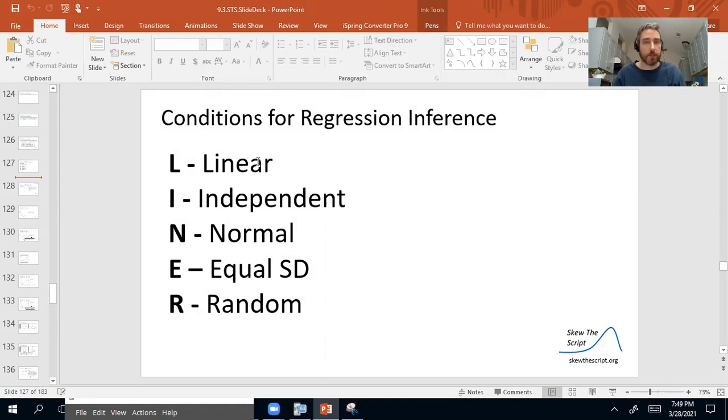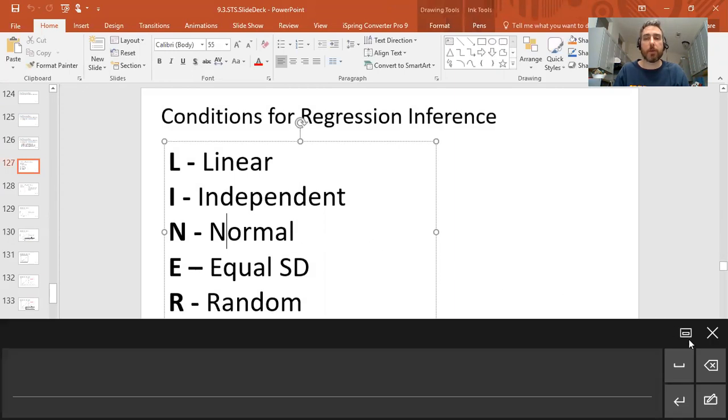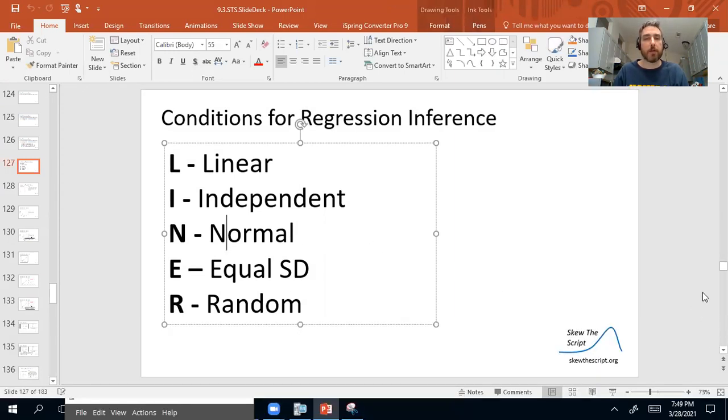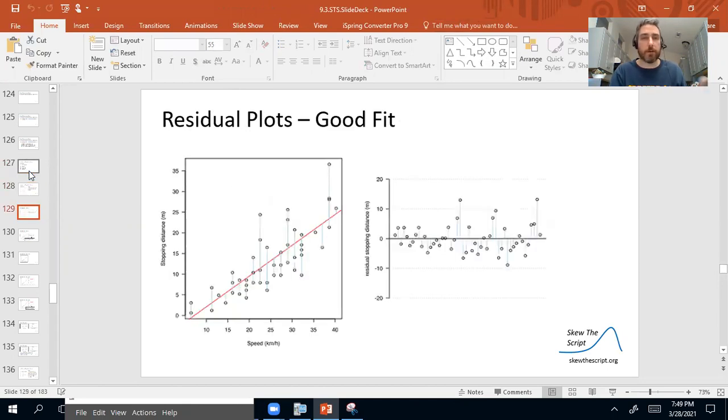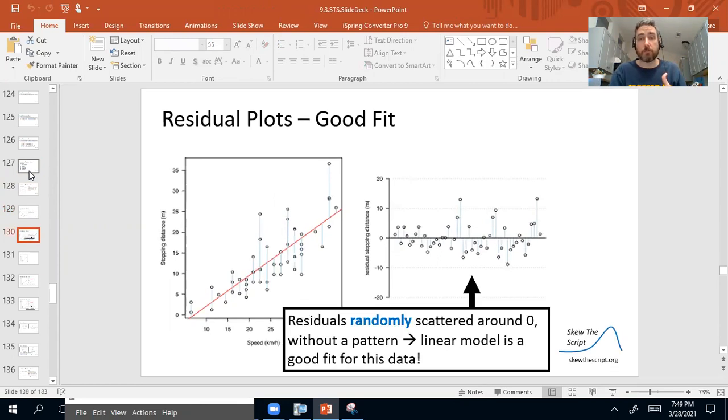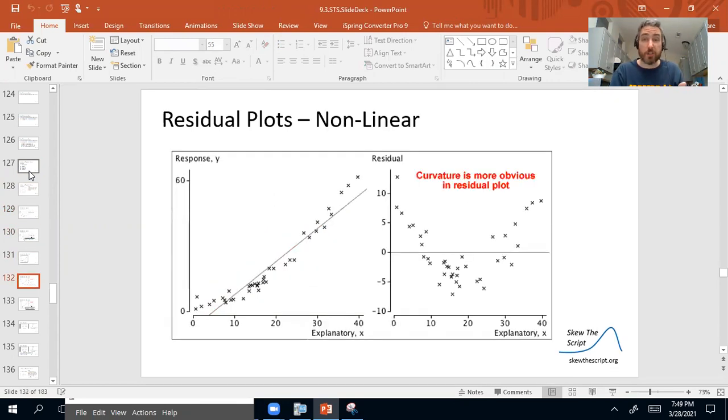Independent, 10% condition. The normal is a little bit more confusing, but that just basically means, are your residuals normal? So are your y values normal for your x values? And then your equal standard deviation and random. And we'll go over those in a little bit. So for linear, let's talk about that real quick. You want to check whether your data looks roughly linear or your residual plot is randomly scattered. That's good. We don't want any curvature in the residual plot. That's not good.